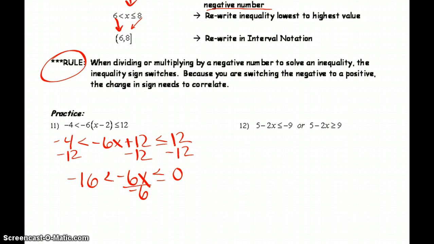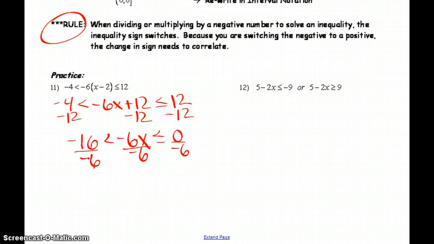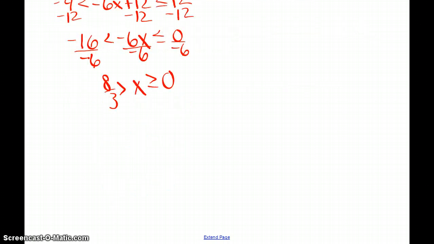When we divide by the -6, because we're dividing by a negative, we need to make sure we switch our signs. Positive 16 over 6 reduces to 8/3. Switch the sign. So it's 8/3 greater than x is greater than or equal to 0, since 0 divided by any number is 0. Okay? And in this case, your starting boundary is 0, but it starts with a bracket, and your ending boundary is 8/3, but it ends with a parenthesis.